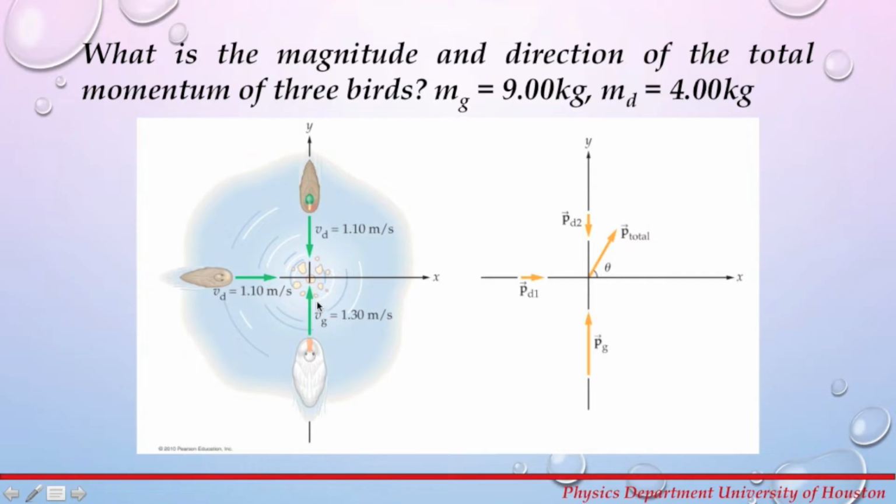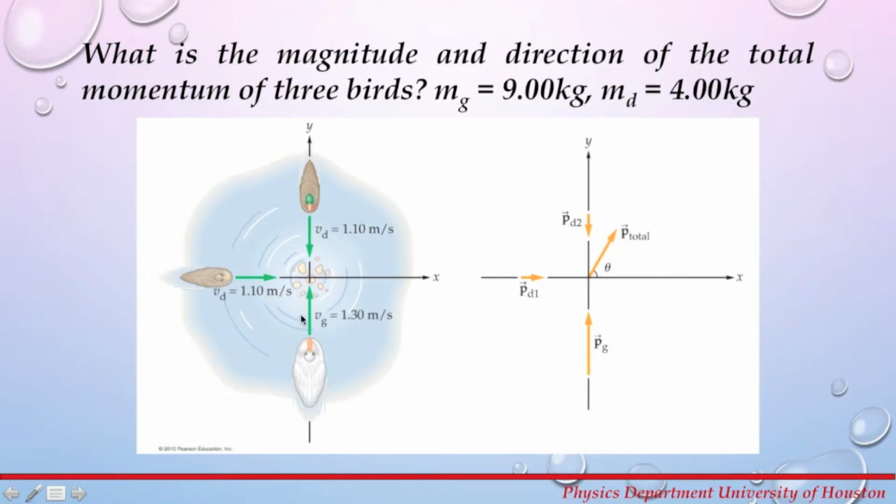At a city park, a person throws some bread into a duck pond. Two 4-kilogram ducks and a 9-kilogram goose paddle rapidly towards the bread, as shown in this sketch. If the ducks swim at 1.10 meters per second and the goose swims with a speed of 1.30 meters per second, find the magnitude and the direction of the total momentum of the 3 birds. So first, let's go ahead and picture the problem.